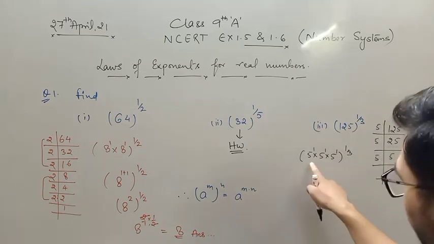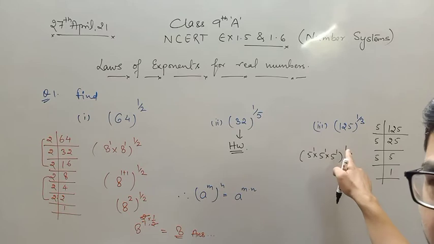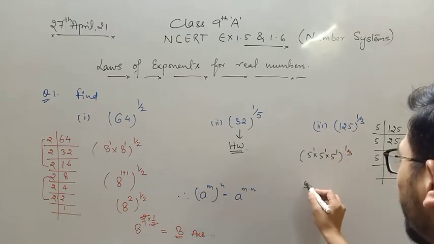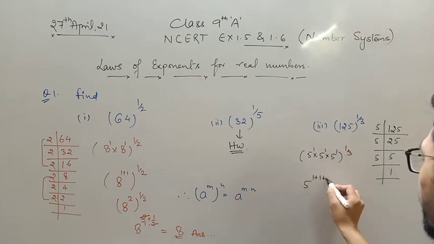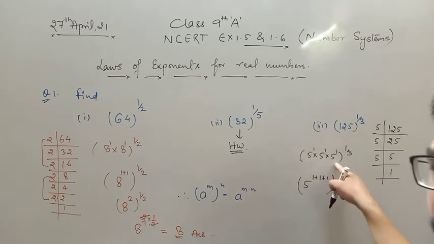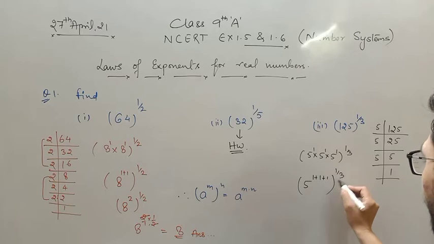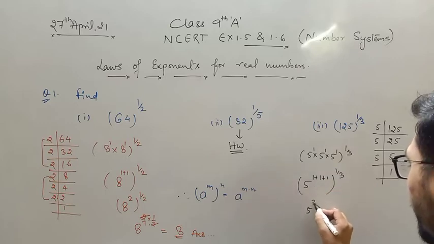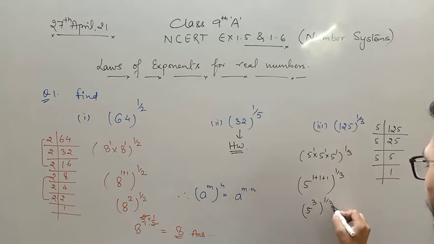Okay. Now again the base is same, so the powers get added up, right? So 5 ki power 1 plus 1 plus 1, because here 5 is 3 times, 1, 2 and 3. So can I write like this? 5 ki power 3 ki whole power 1 by 3.